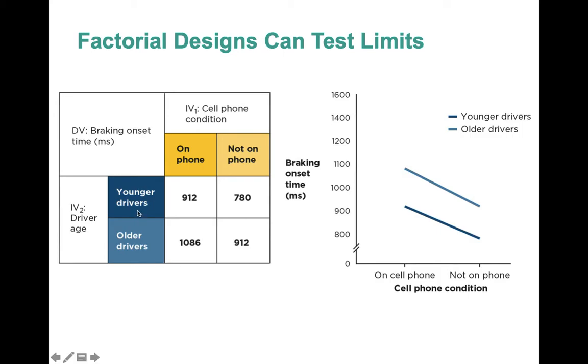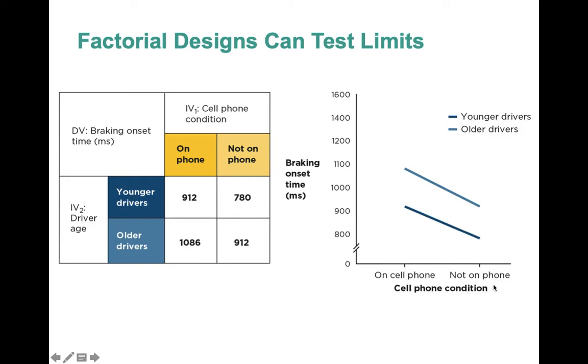What we can see from the numbers, and I think it's easier to pick out the results using the graph, is that you'll notice in the graph that the two lines are parallel. The lighter blue is older drivers, the darker blue is younger drivers, and then we've got our two different conditions: on a cell phone, not on a cell phone.